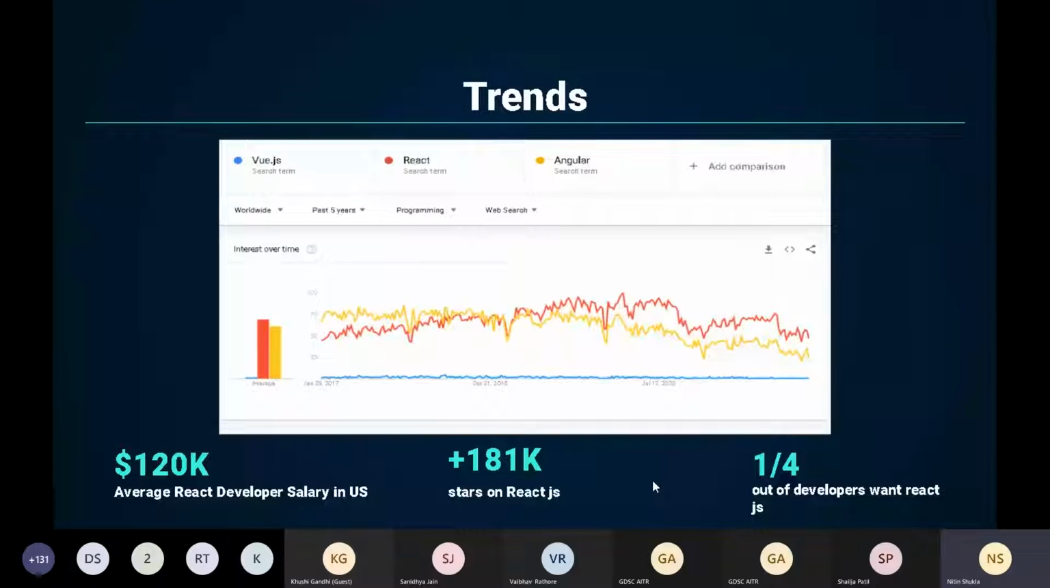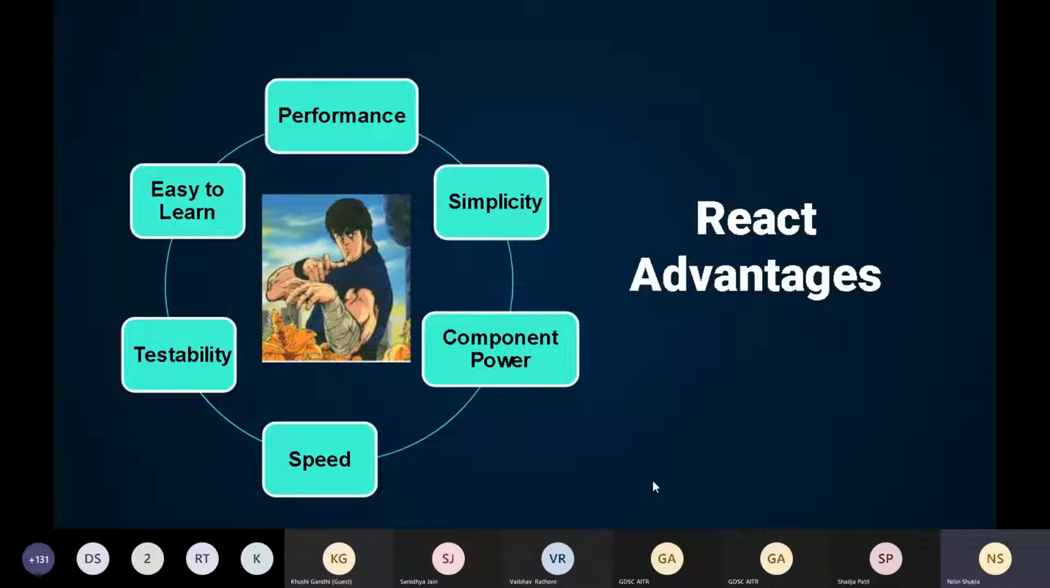It has 181K, that is, 181,000 stars on the ReactJS GitHub repo. Okay, so you can imagine it is supported by a huge community. And in the recent Stack Overflow survey, 1 out of 4 developers prefer React to work on, or name it the most loved framework, React.js.